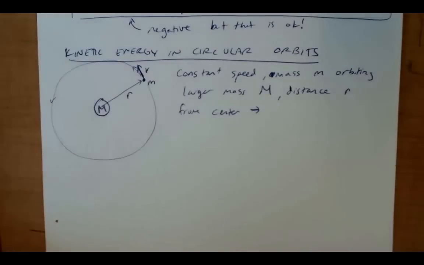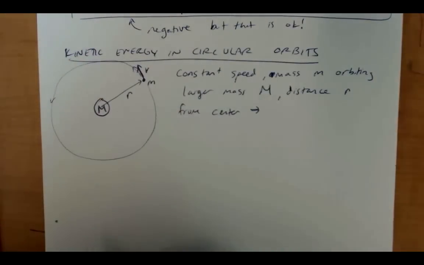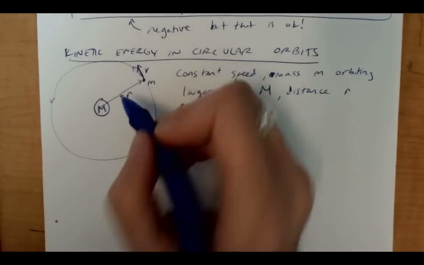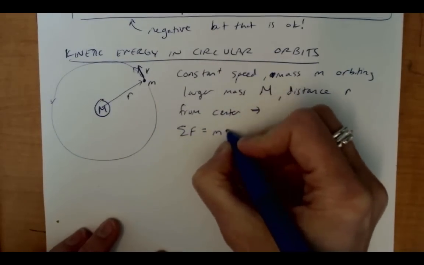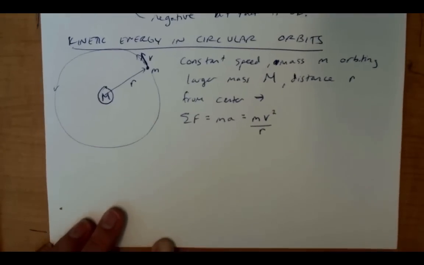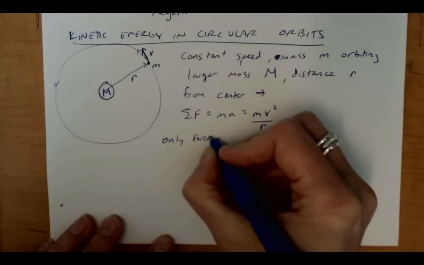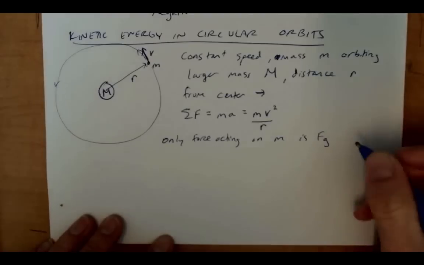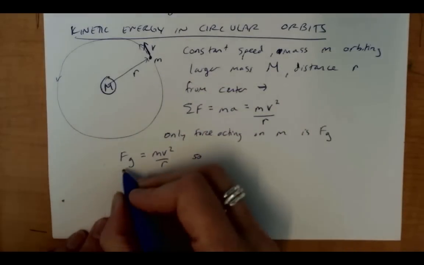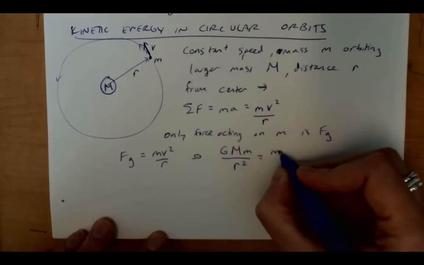then we actually just go back to using Newton's second law to talk about this. It's a mass that's moving at a constant speed around an object that's exerting a force on it. So the centripetal force, the force that's keeping it moving in this circle, is the gravitational force. We remember that the sum of forces is equal to the mass times the acceleration. In this case, the acceleration is centripetal acceleration, mv squared over r. The only force acting on m is the gravitational force, so Fg is equal to mv squared over r. Plugging in the gravitational force, G times capital M times little m over r squared is equal to mv squared over r.